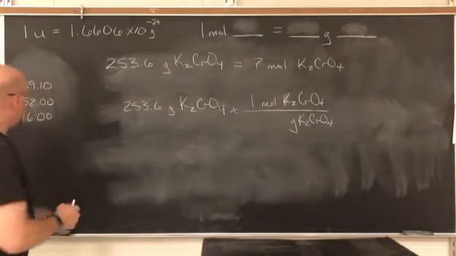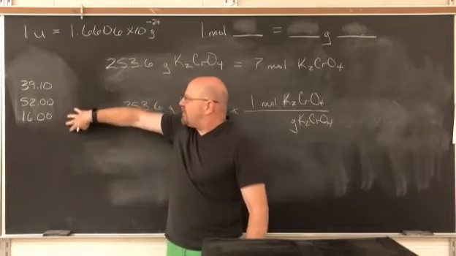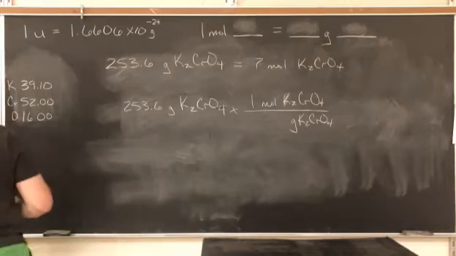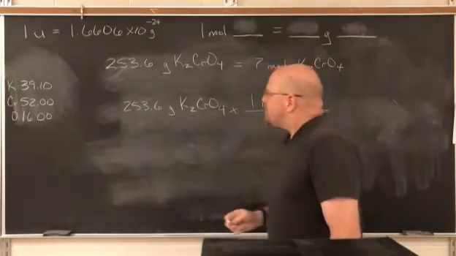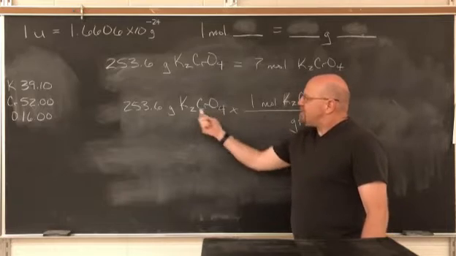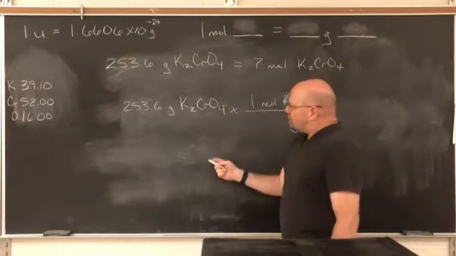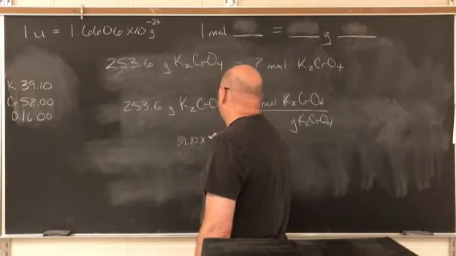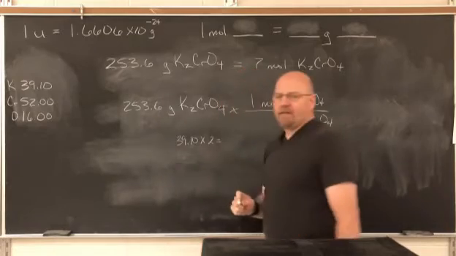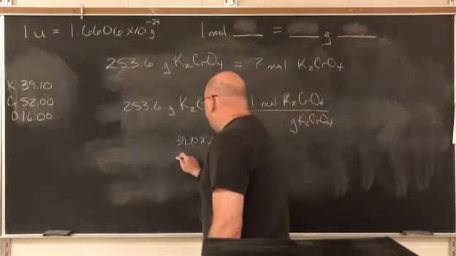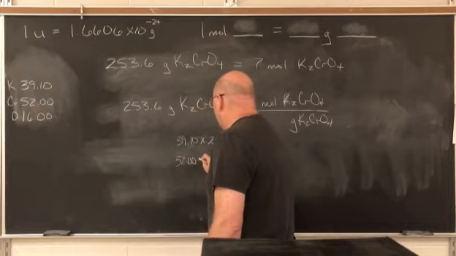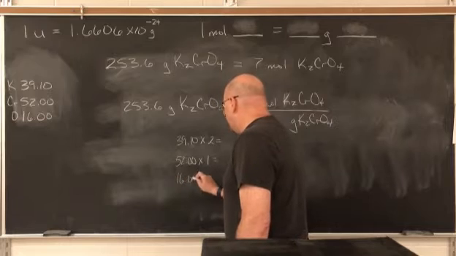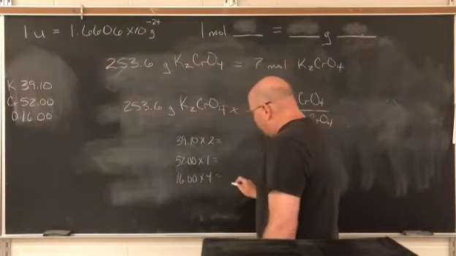So here I have listed the masses of each of the elements. So this is for the potassium, this is for the chromium, and this is for the oxygen. The formula tells you how much of each element is in them. So we would have 39.10 times 2, because there's 2 potassiums. We would have 52.00 times 1, and then we would have 16.00 times 4.